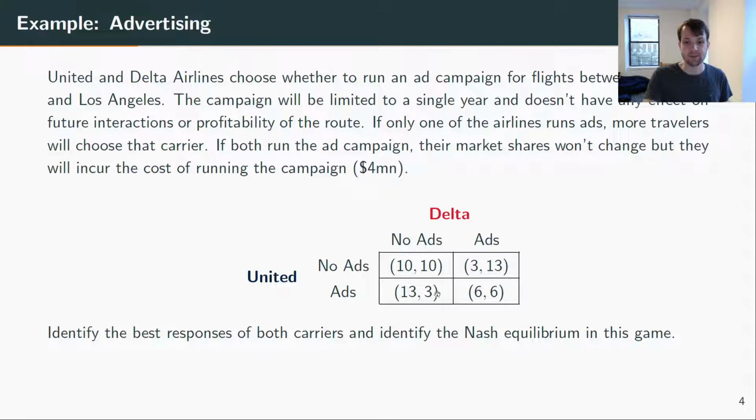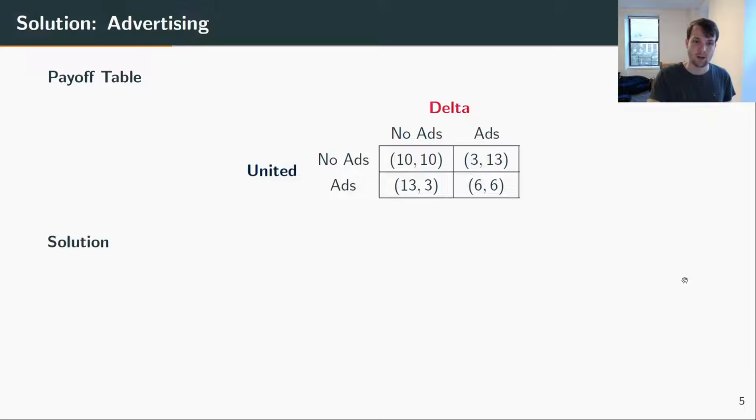This game is symmetric, so it's the same for the case where United runs an ad campaign, Delta doesn't. And if both run an ad campaign, their market shares don't change, but both of them pay $4 million, which is more of a dead weight loss. So ideally, from a societal point of view, revenues or profits are maximized if neither runs an ad campaign, but we're going to see that this is not necessarily what's going to happen.